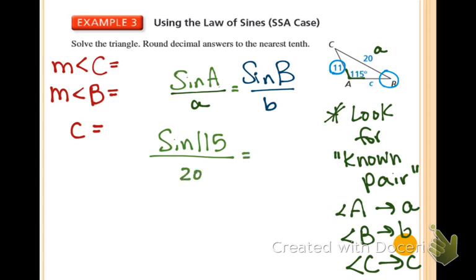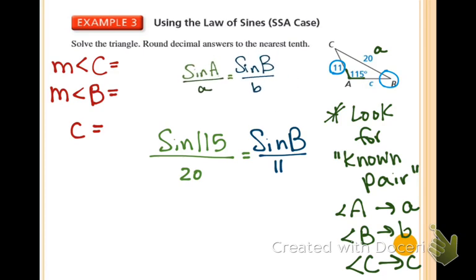We're going to set it equal to, do we know angle B? No. So we're going to write angle B. Do we know side B? Yes, 11. From here you just solve. The hard part is setting it up, but if you notice my angles are on the top, both of my sides are on the bottom, and we're going to solve like we would solve a regular proportion.